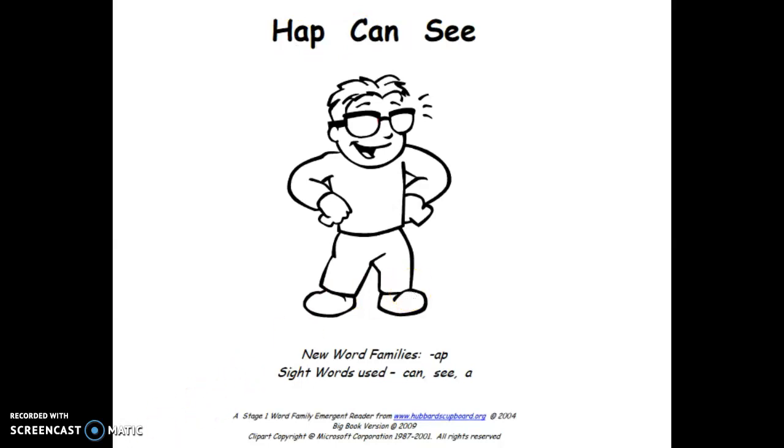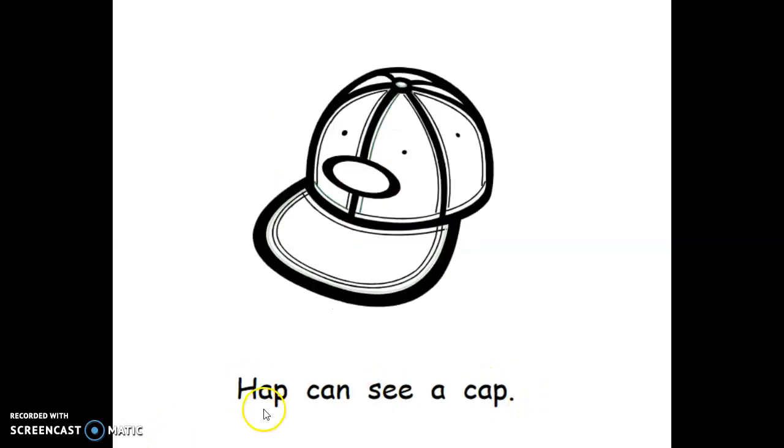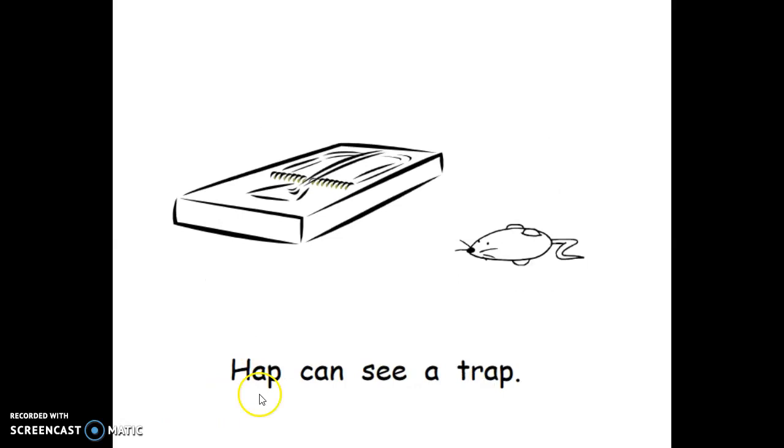Let's read. Hap can see a map. I can see the app word family in Hap and in map. Hap can see a cap. Hap can see a gap. There's the gap. Hap can see a trap.